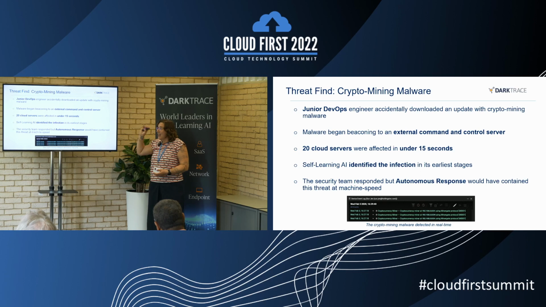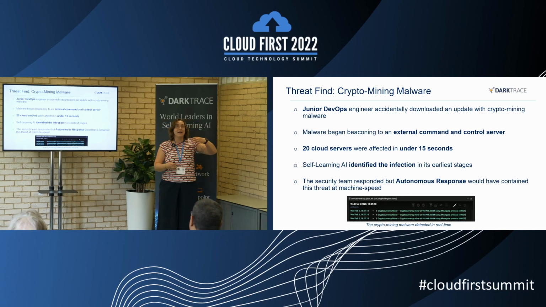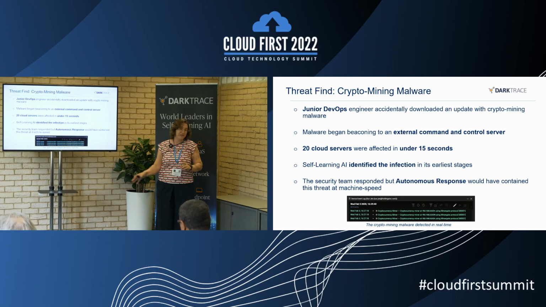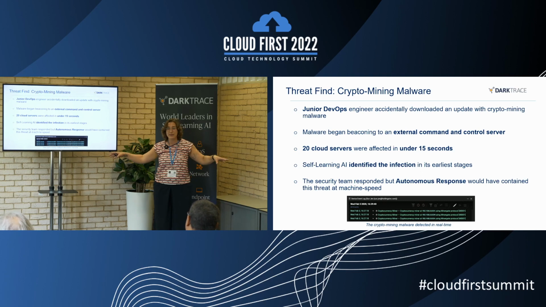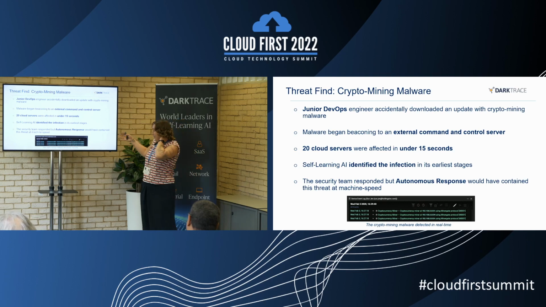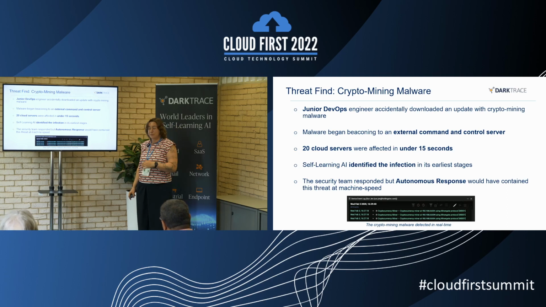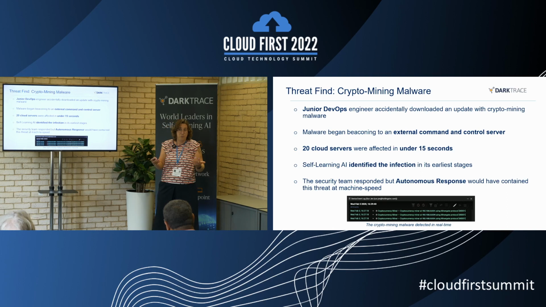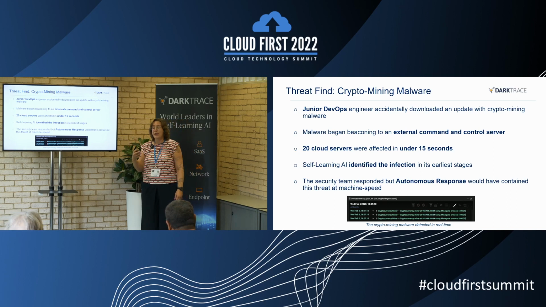And then the malware began to beacon, and within under 15 seconds, the attacker tried to move and managed to reach 20 different servers and then deploy the malware. We did identify the infection really early on, at the download already. And again, we could tell the team to escalate the situation, but with the autonomous response, if it had been active, it could have stopped it right at the beginning.